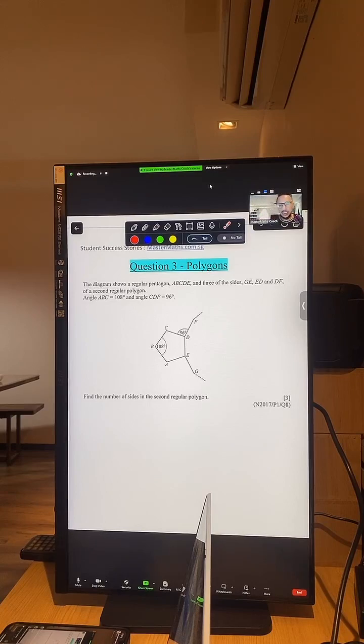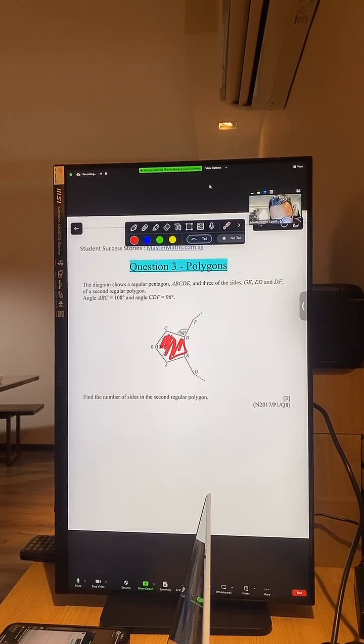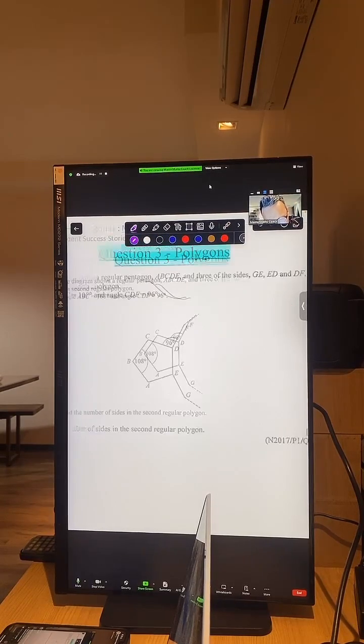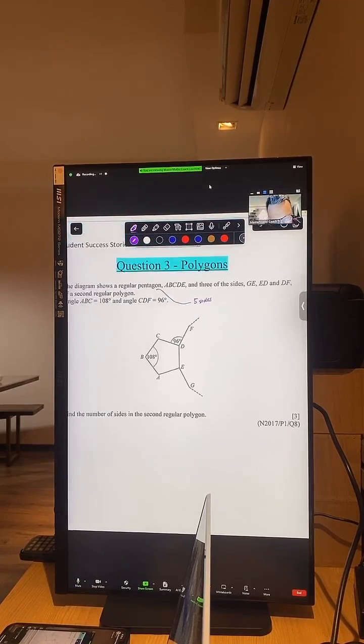How many sides are there in this polygon here? The second regular polygon. So when they say second regular polygon, they are referring to this one here. So this one obviously has more sides, not just the 3 sides there. But this one is your pentagon. Pentagon is 5 sides. So I write it down here. Pentagon is 5 sides. Okay, 5 sides.